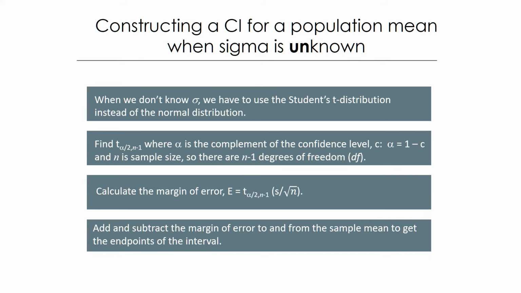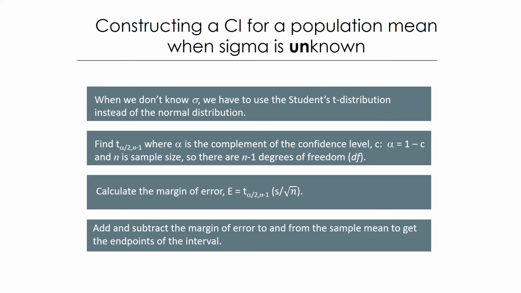Constructing a confidence interval for a population mean when sigma is unknown is a situation that we're usually in, because if we don't know the population mean, we most often don't know the population standard deviation either. So most of the time we have the sample mean and sample standard deviation.